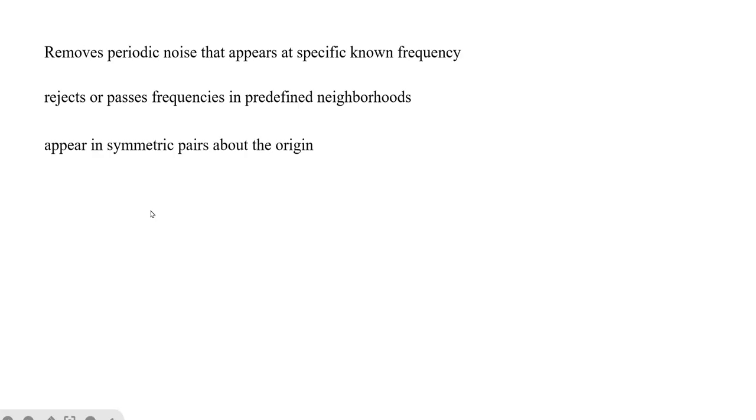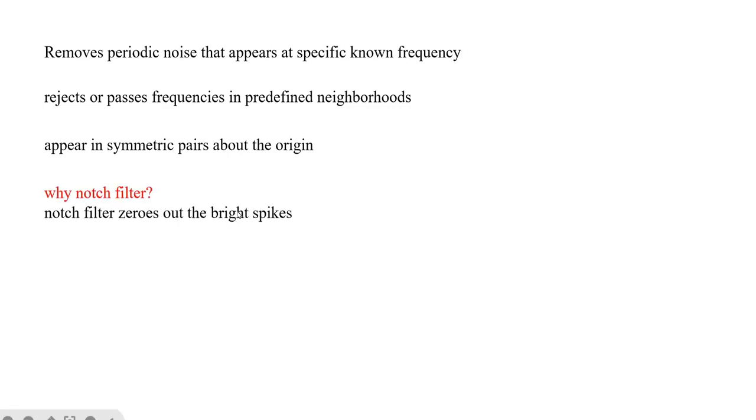Now, due to the symmetry of the Fourier transform, the notch filters must appear in symmetric pairs about the origin in order to obtain a meaningful result. The shape of the notch area can also be arbitrary, that is, it can be rectangular in shape.